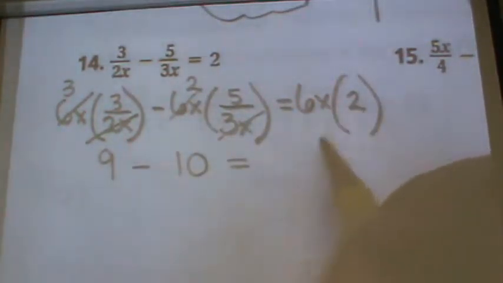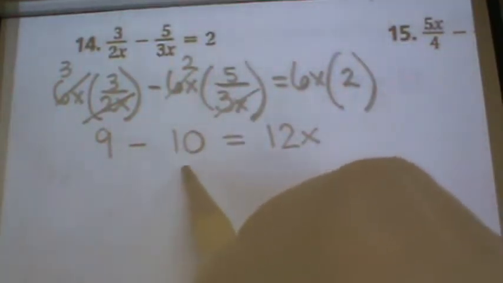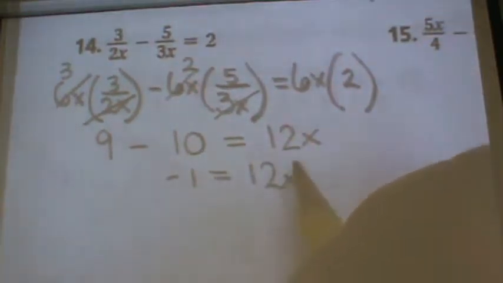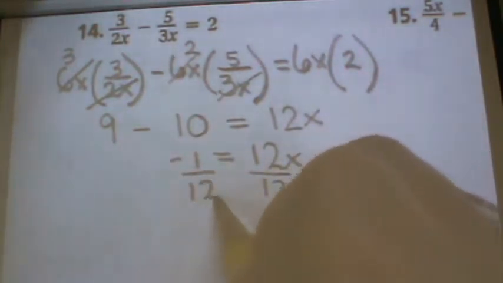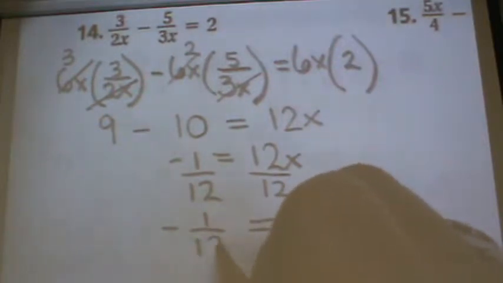Okay, and then what's this? 12x. Okay, now what? What are you getting here? Negative 1. Then what? Divide. What's x? Negative fraction. Negative 1/12.